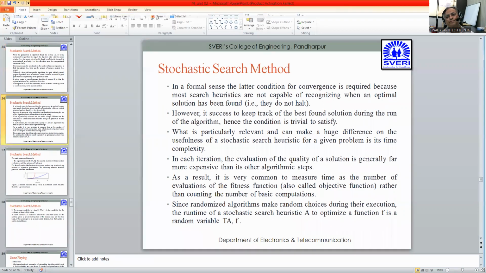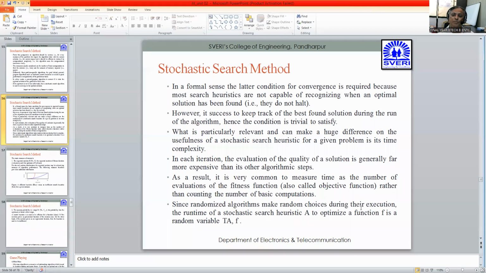This means they do not halt. They should halt if they find an optimal solution. Even if they find the optimal solution, they are not halting, and hence the convergence condition is always required. However, it is easy to keep track of the best found solution during the run of the algorithm, and hence the condition is trivially satisfied. It always keeps track of the best found solution while the algorithm is executed. But the convergence is required because it doesn't know when the optimal solution has been found. If convergence is taken into consideration and then this heuristic search is implemented, then they can come to know that the optimal solution has been found.